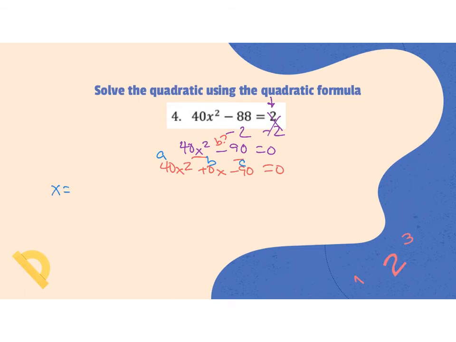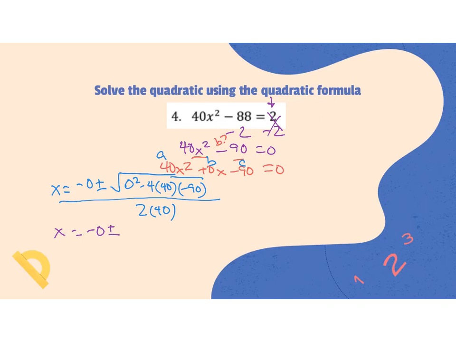I have x equaling the opposite of b. Remember, we talked about how that's negative 0. And then I have b squared, 0 squared, minus 4 times 40 times negative 90, all over 2 times 40. Big numbers here. Let's see what that does for us. So negative 0, which is really just 0. 0 squared, again, just 0. Negative 4 times 40 times negative 90. Positive 14,400.